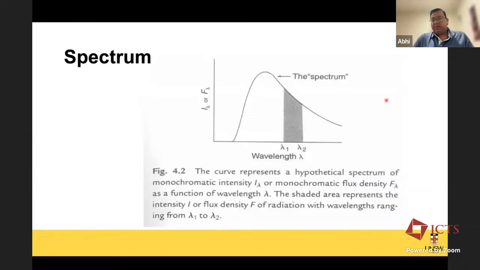The definition of spectrum is also quite important. So the curve here is basically known as the spectrum, and it could be of monochromatic intensity. And we calculate the flux density, which is F lambda here, on the y-axis, as a function of the wavelength. And the shaded area here represents the intensity or the flux density of radiation within the various wavelength range.